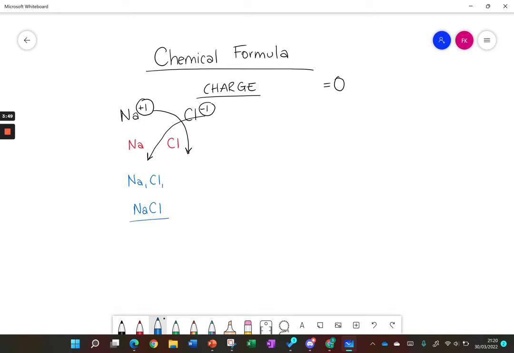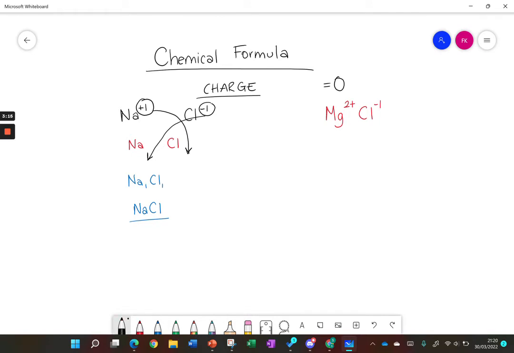So let's have a look at another example where our charges aren't the same. Let's do magnesium chloride. Now magnesium will lose 2 electrons, so that forms a 2+ charge, and chlorine is again just going to gain that electron, so it forms a -1.